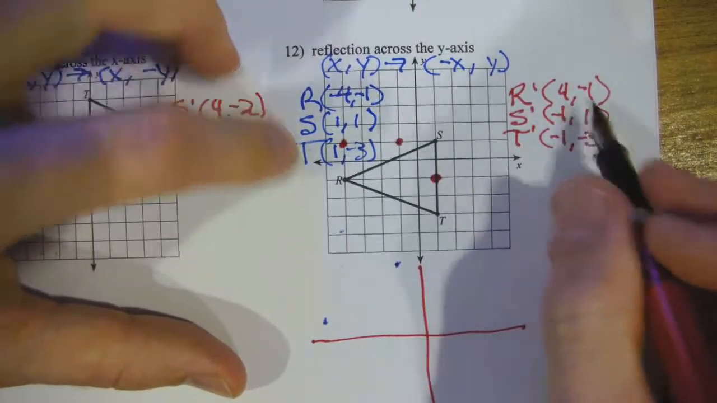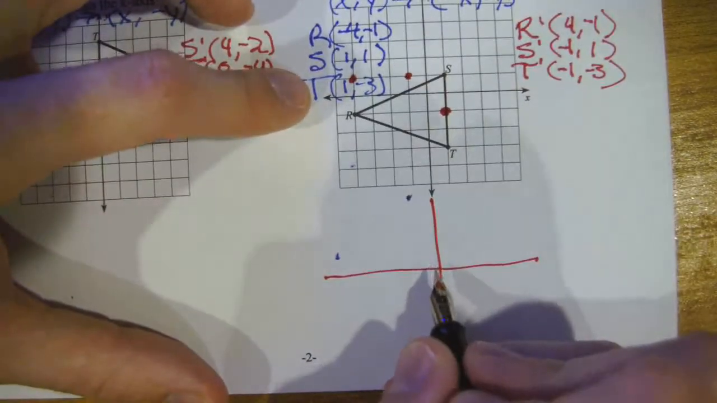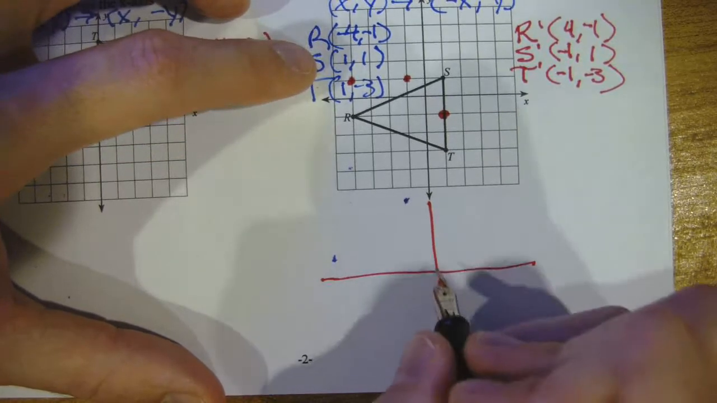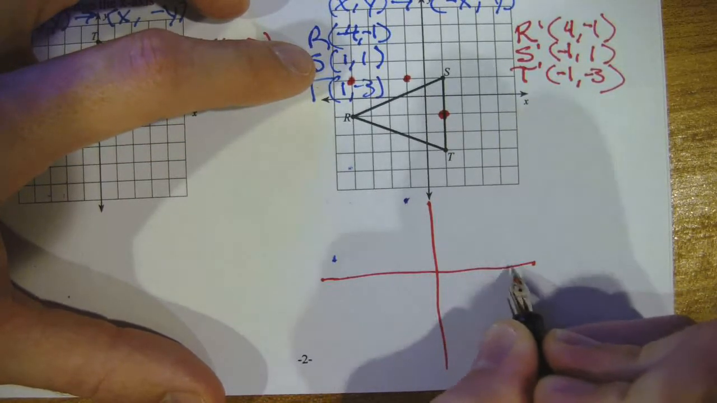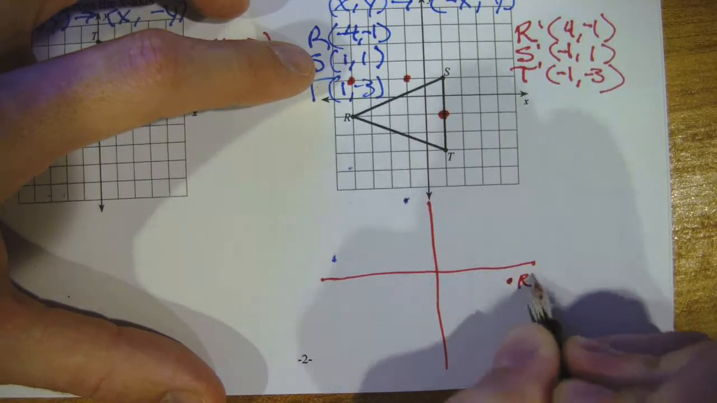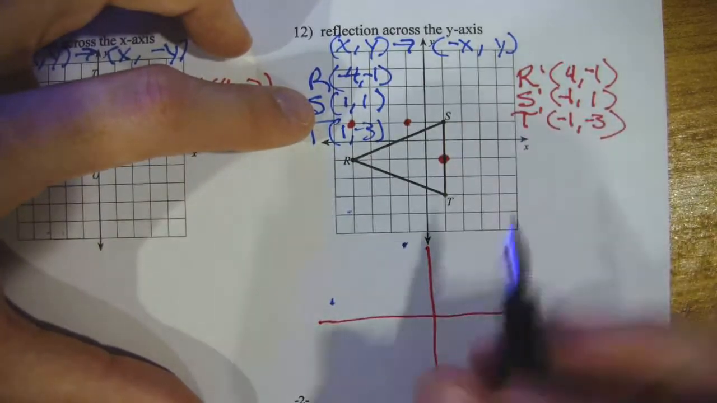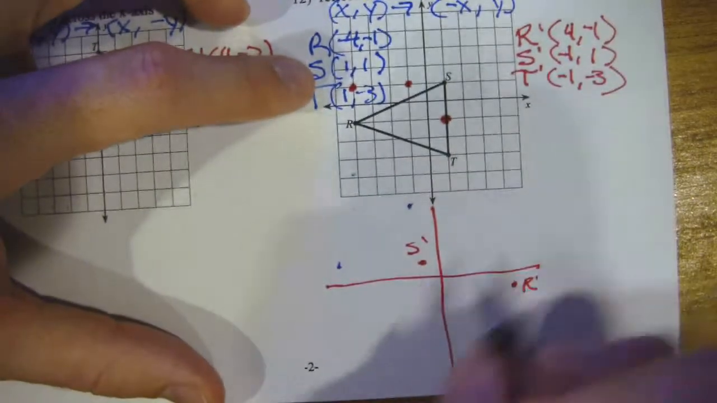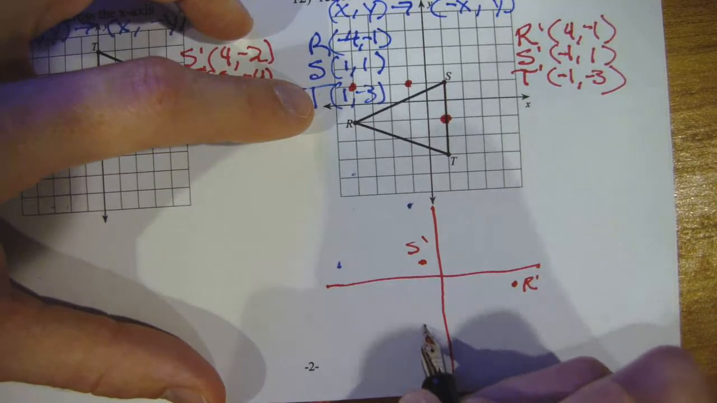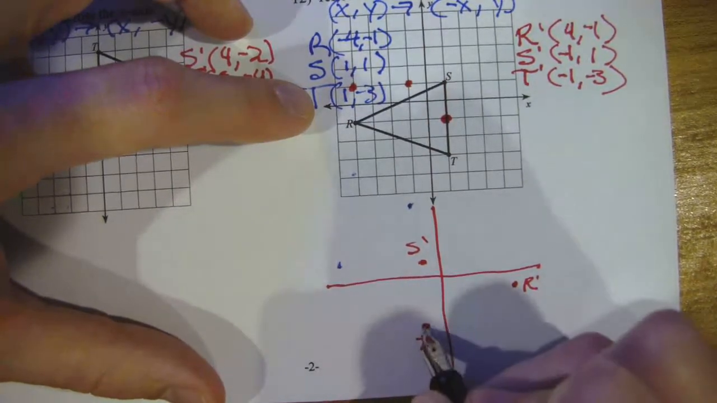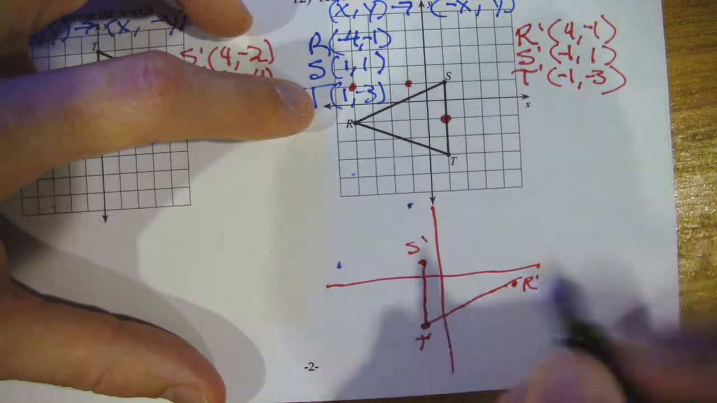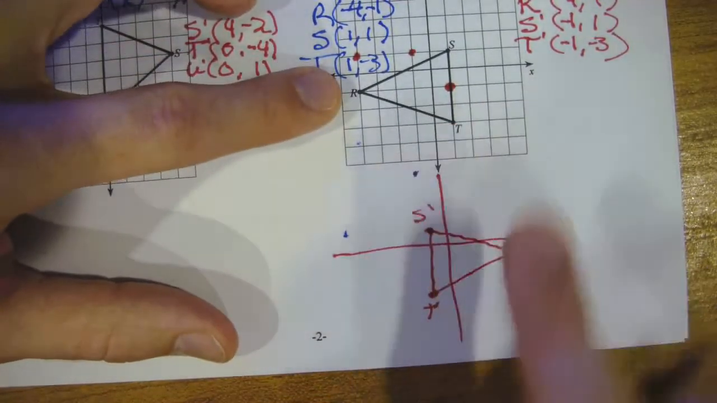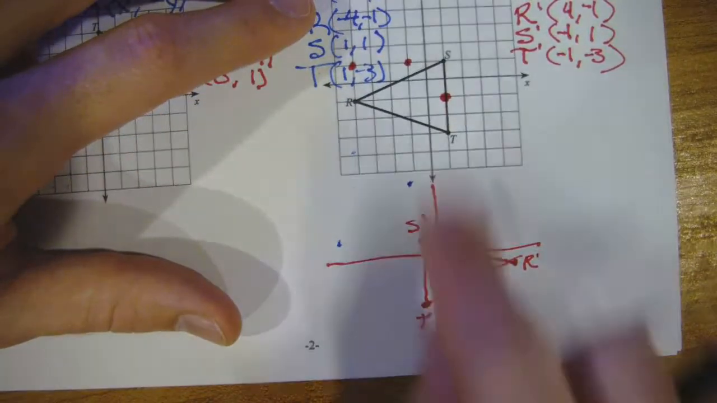And again, this is why, folks, you got to pay attention. So 4, negative 1. So right, 1, 2, 3, 4, and then down 1. So there's R'. It helps if you can count. S is at negative 1, 1, so it would be up here. And then T is at negative 1, negative 3. That's all the way down here. Another good reason why you should do your work in pencil and not pen, but I do it in pen so you guys can see it a little better. There we go. So notice here's my original, here's the new one, and they are reflections, same size, same shape.